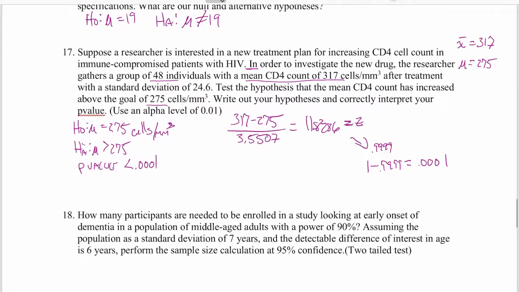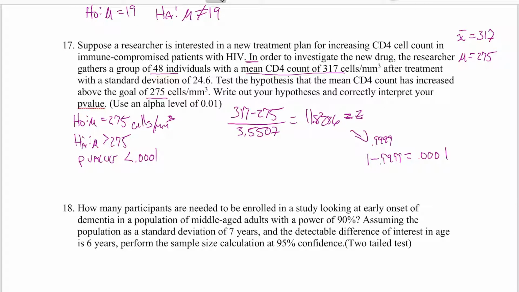And then from that, we're going to say that our p compared to our alpha level, we're going to reject the null hypothesis.